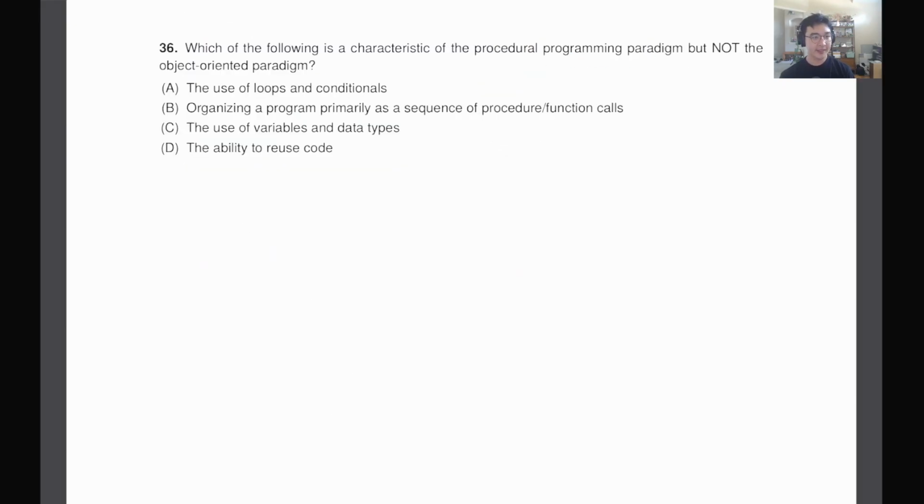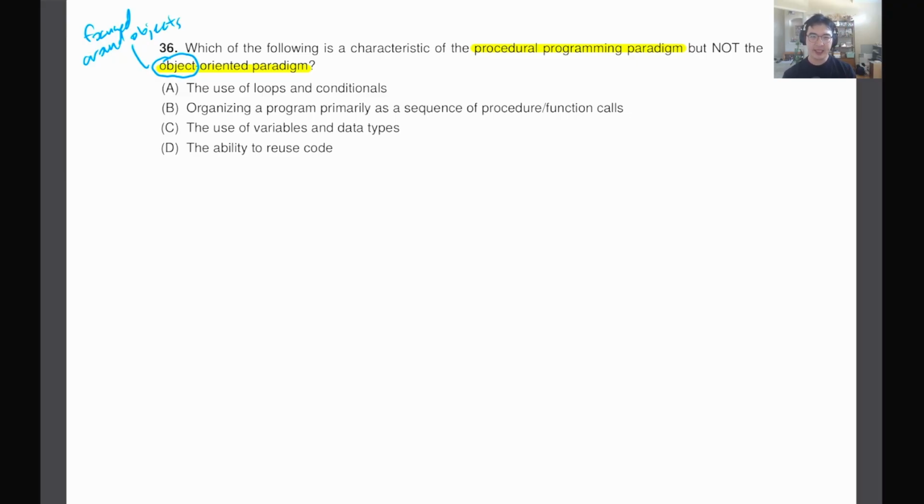All right, question 36. Which of the following is a characteristic of the procedural programming paradigm, but not the object-oriented paradigm? And we have A, B, C, D, but basically we're trying to compare and contrast the procedural programming paradigm and the object-oriented paradigm. Just by looking at these words, we know that the object-oriented paradigm is probably focused on or around objects.